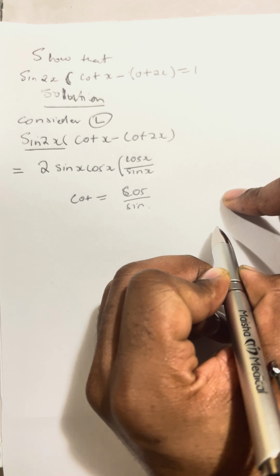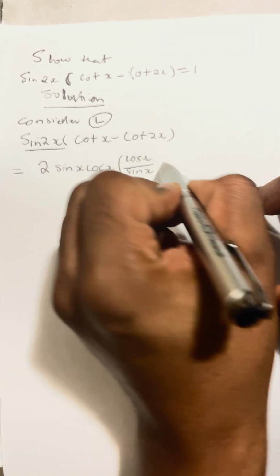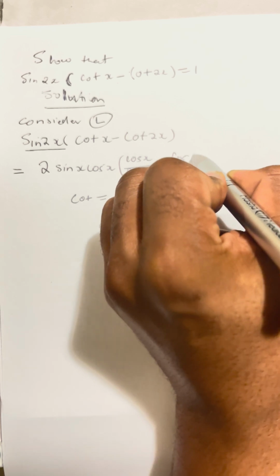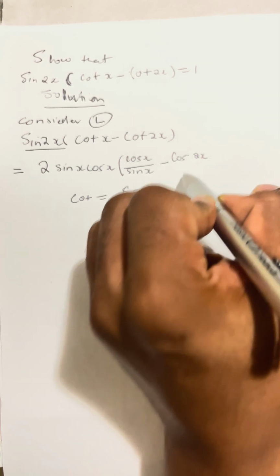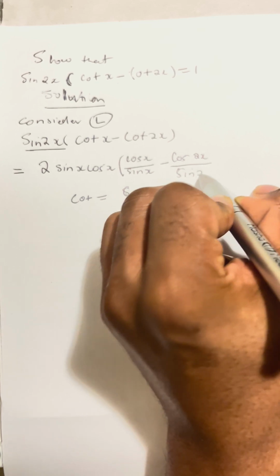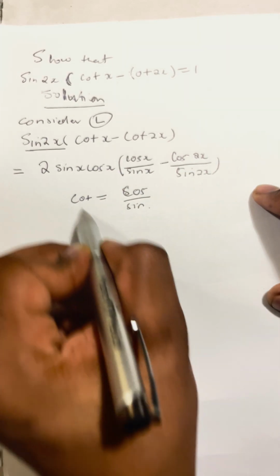All right. Now let's go to the other side. The other side says cos 2x divided by sine 2x. So cot 2x is equal to this.